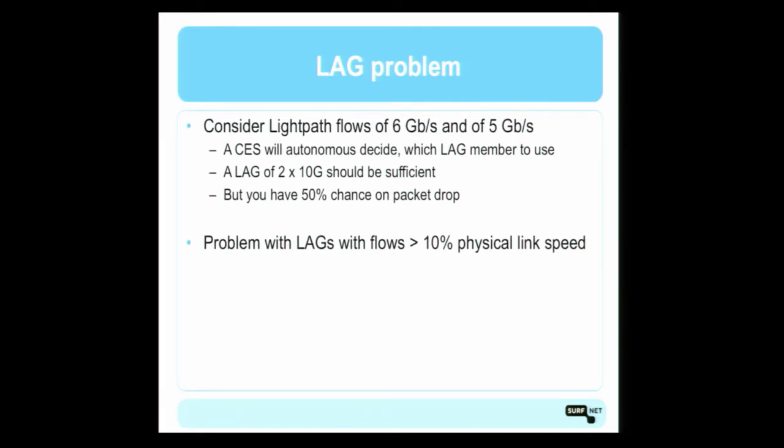So this problem, I rewrote it in the lag issue again, with big flows in lags, and you have to be careful about that because you think you have 20 gigs worth of capacity, but that's not the case, or at least you can't be sure about that. You don't have any control on the hashing algorithm. It's typically based on the IP address or the MAC address, depending on what setting you choose. So we see this as a problem for lags if the physical link speed of your circuit is beyond 10%.